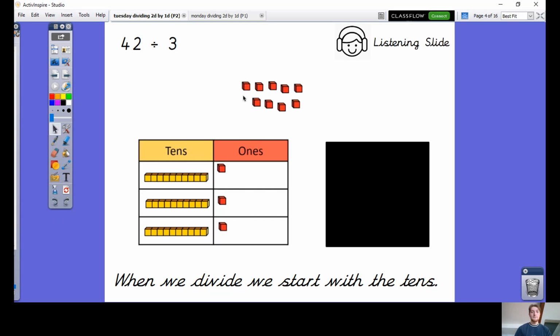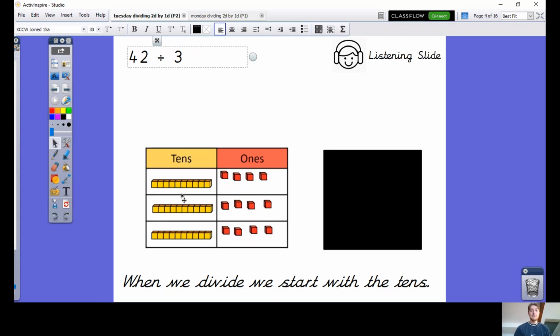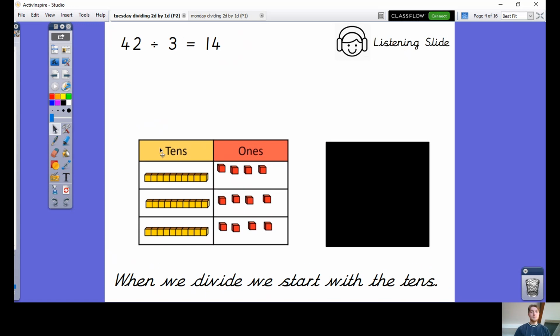Okay, so one at a time. Remember, in your books, you're going to do this slightly differently. You're going to be crossing them out and drawing them in. Okay, last ones. Great. Now I can see that each group has an equal value. They all have 1 ten and 4 ones in it, which I know adds up together to make 14. 42 divided by 3 is 14, because 42 altogether divided into 3 groups makes 14 in each group.